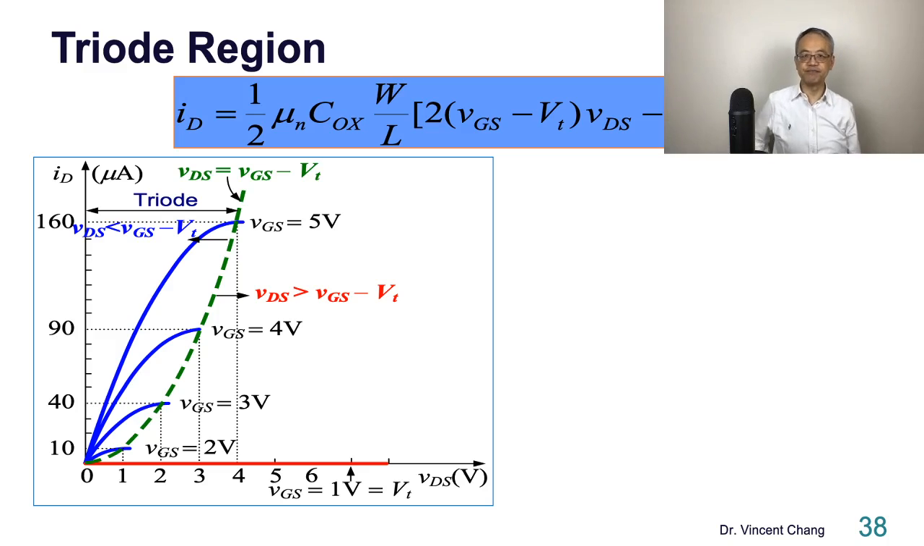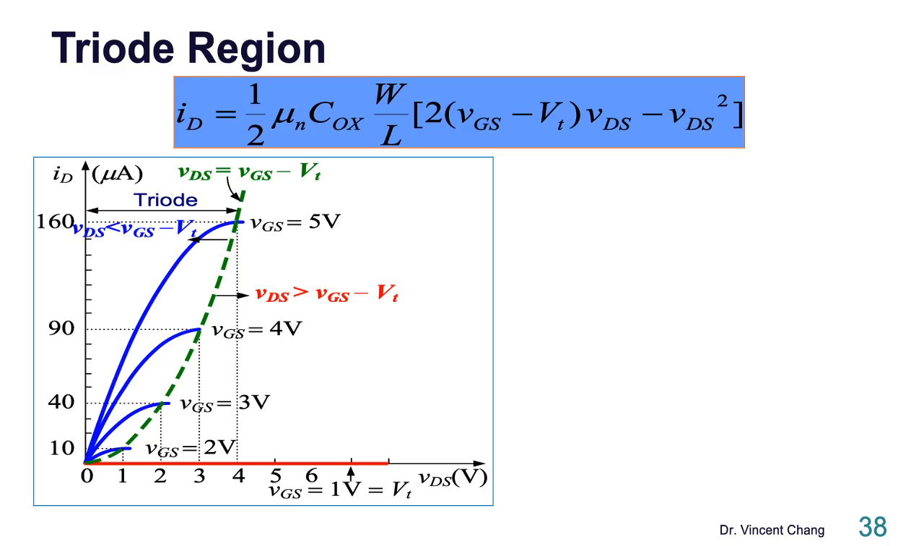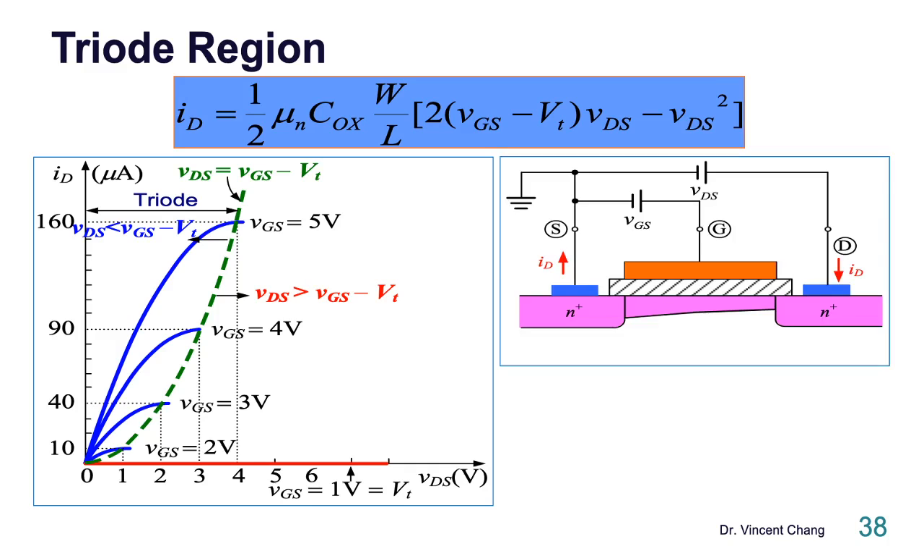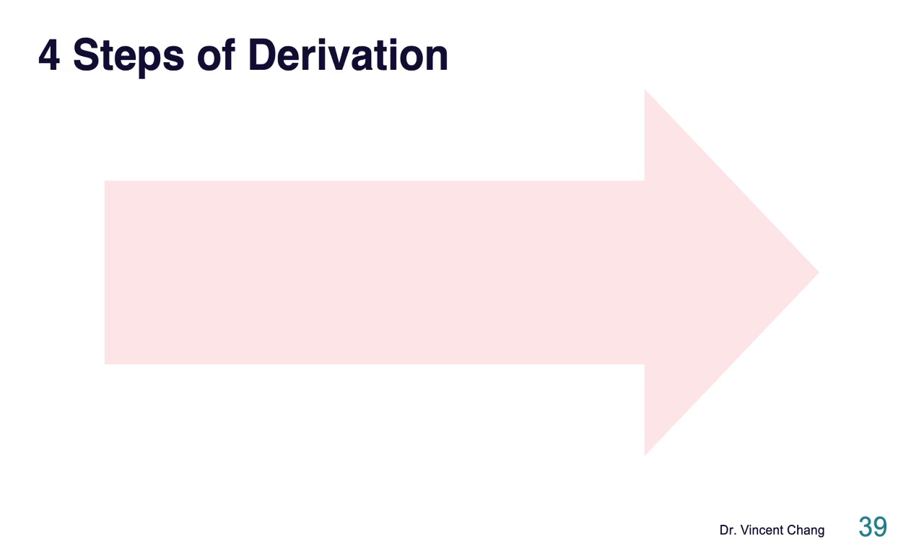Here's the equation to describe the family of curves, the relationship between ID and what? VGS and the VDS. ID is controlled by 2 voltage variables. Remember? VGS and the VDS. This is it. This is the equation to describe the current voltage characteristics when the MOSFET is operated in the triode region.